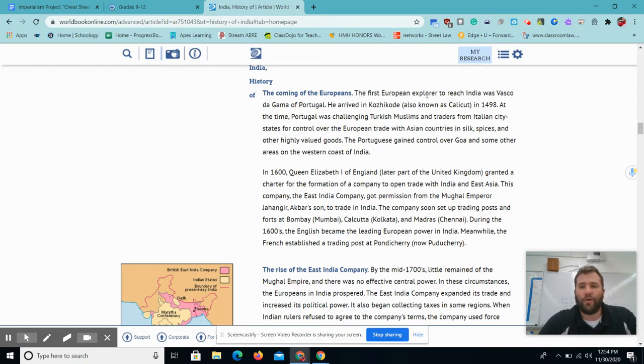The first European explorers reached India. It was Vasco da Gama from Portugal in 1498. At the time, Portugal was challenging the Turkish Muslims and traders for the Italian city-states to control the European trade of Asian countries in silk, spices, and highly valued goods. The Portuguese gained control. All right, and then in 1600, Queen Elizabeth I of England granted a charter to formation of a company to open trade with India.